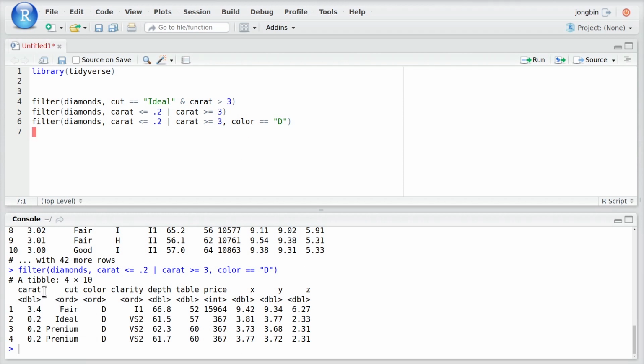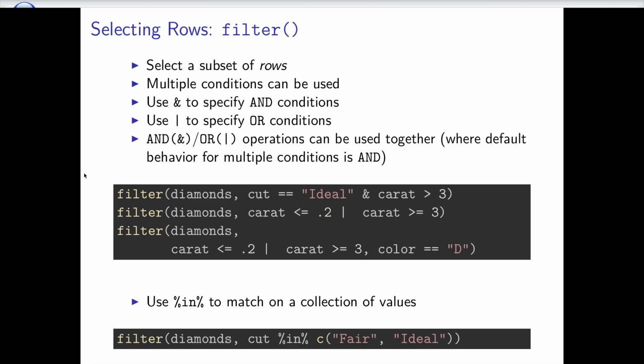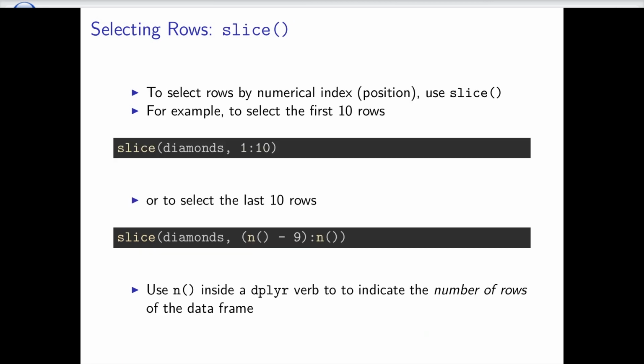And here again we have all the diamonds that meet these 3 criteria. So that's filter and selecting by rows.